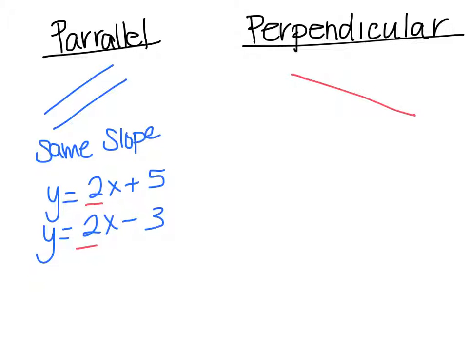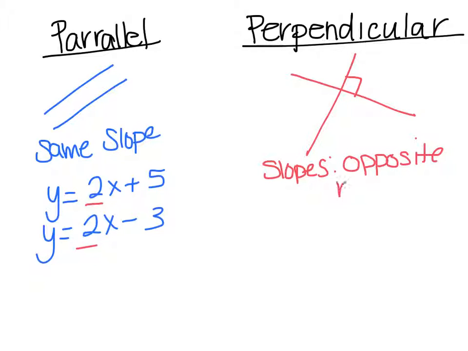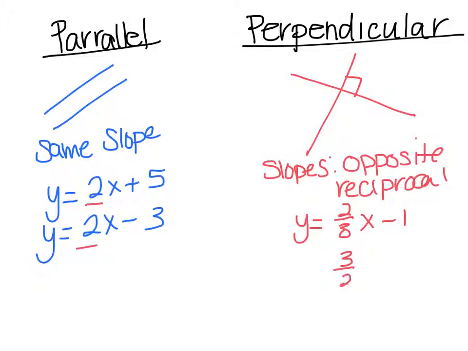Perpendicular. Perpendicular lines will form a 90-degree angle. That would be a perpendicular line. Their slopes are opposite reciprocals. So for example, if I have an equation y equals 2/3 x minus 1, the reciprocal would be, I flip and change the sign, and those two lines will be opposite reciprocal, or perpendicular lines.